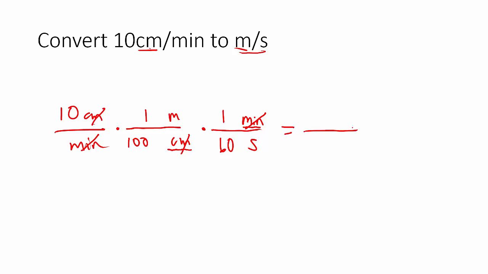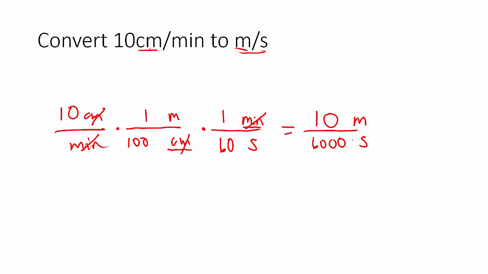Okay, it's 10 times 1 times 1. So 10 is on the top, and then you should do the same on the bottom. Multiply all the numbers on the bottom. Go ahead, pause the video. Okay, so if we do 100 times 60, we get 6,000. And then last we can put the units in, so it's meters per second.